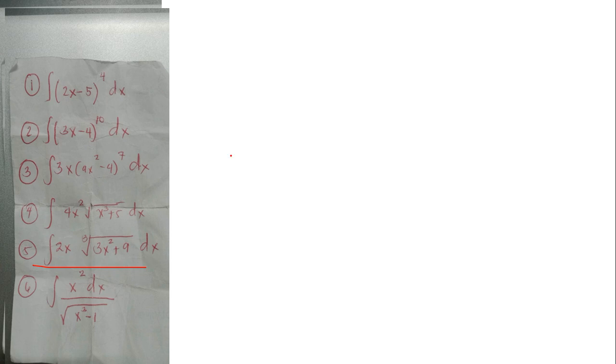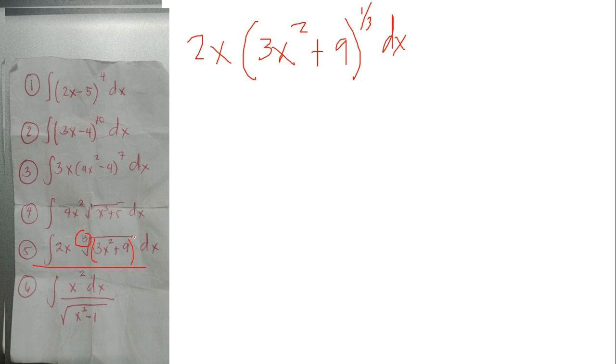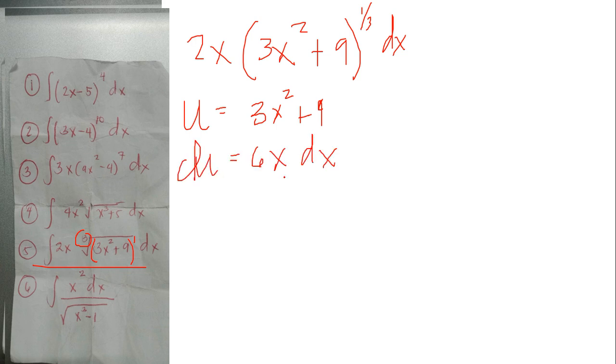Number 5 tayo. Number 5 is 2x cube root of 3x squared plus 9, that is 1/3 dx. So, paano po naging 1/3? Kasi yung root niya or index is 3. Then, yung imaginary exponent is 1. So, kaya yung u natin dyan is 3x squared plus 9. Yung du natin is 6x dx all over 6.